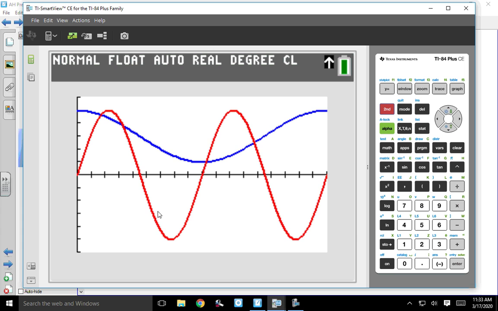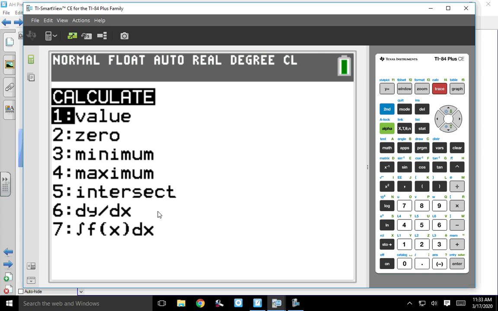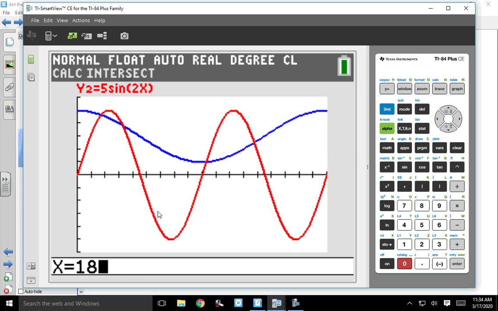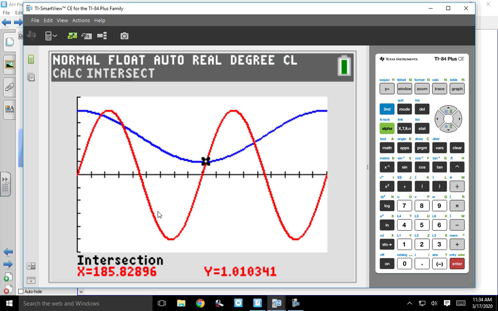I'm going to find the next intersection, and I'll just choose the two curves there. It looks like the next intersection is occurring somewhere around 180. I'm just counting out the tick marks there, so I'll say 180. Might actually be closer to 185. Okay, so there's our next intersection.